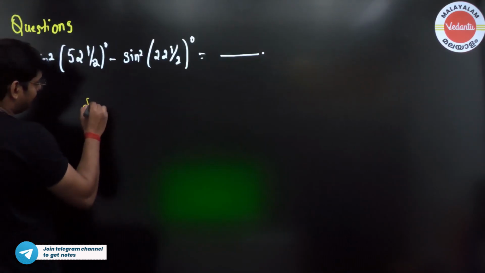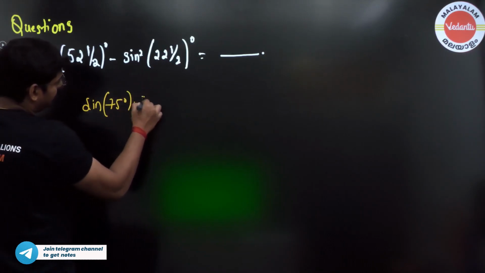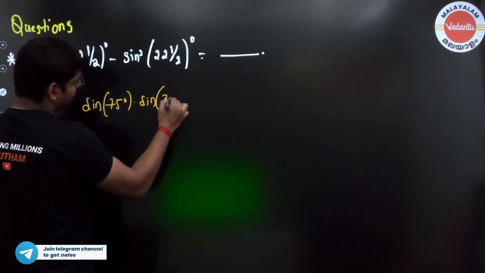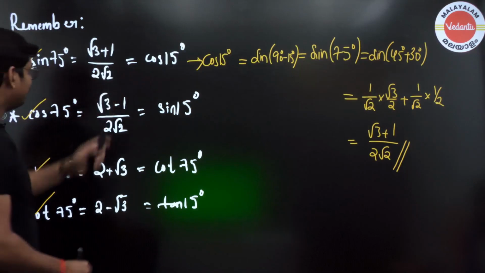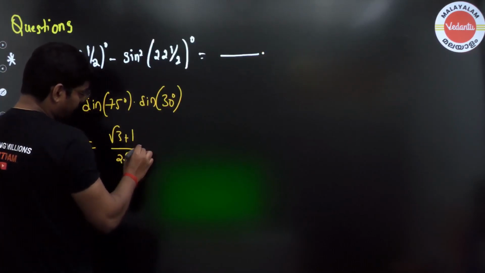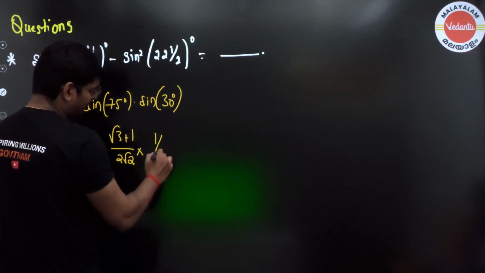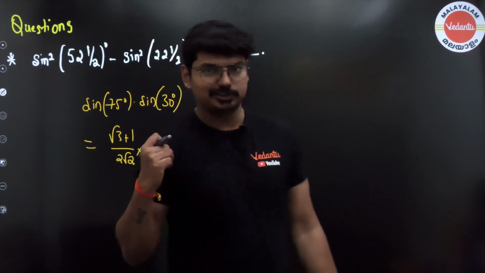So this can be written as sin of a plus b, that is 75, into sin of a minus b, and that is 30. Now the sin 75 value we know directly, which is root 3 plus 1 divided by 2 root 2, and sin 30 is 1 by 2, and this is going to be your answer. So I hope this is clear for all the students out there.